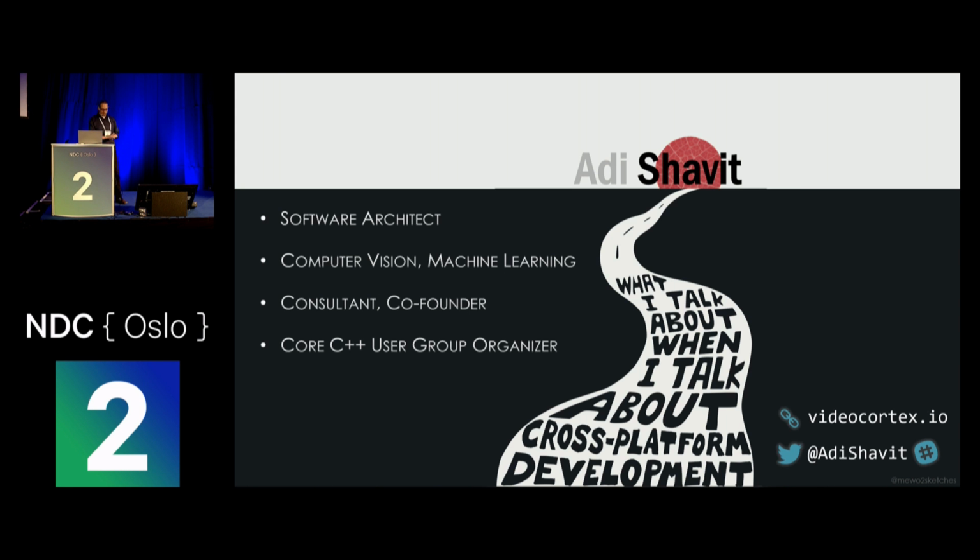Now, a little bit about me. I'm a software architect. I've been writing computer vision and machine learning software for about 20 years. I've worked for multiple companies. At the moment, I'm working as a consultant with small companies and large companies. And I also started the Core C++ users group in Israel. And this talk is based on a blog post I wrote on my blog. You're welcome to go and check it out over there. And I usually tweet any interesting things I'm going to talk about.